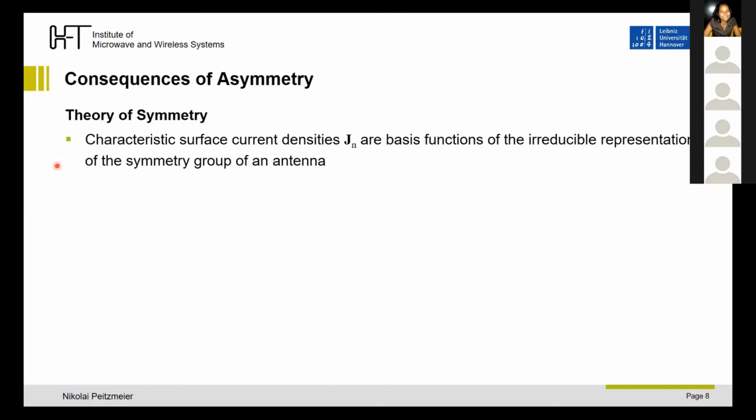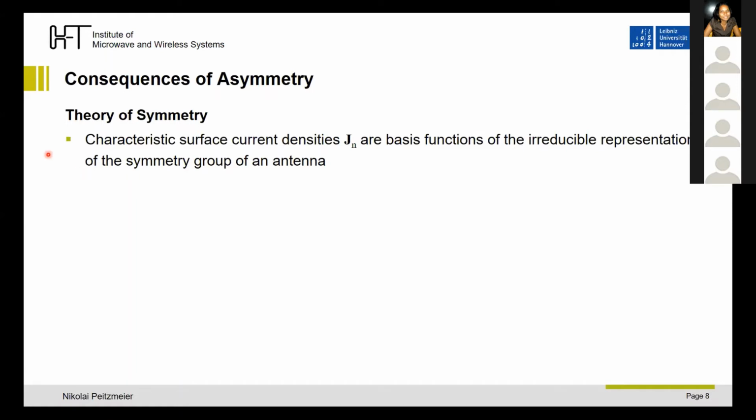I would like to start with the fundamental fact, which is that the characteristic surface current densities are basis functions of the so-called irreducible representations of the symmetry group of an antenna. This is the fundamental fact which links the theory of symmetry with the theory of characteristic modes. And this was already shown in the 70s. And recently there have popped up a lot of interesting applications of this connection.